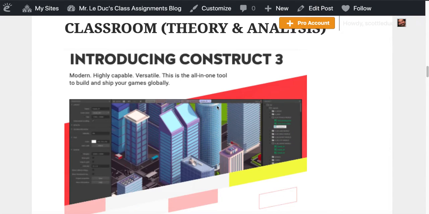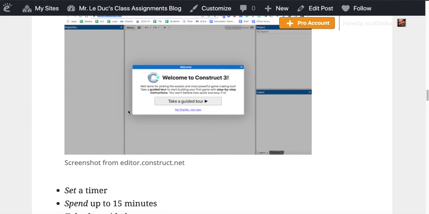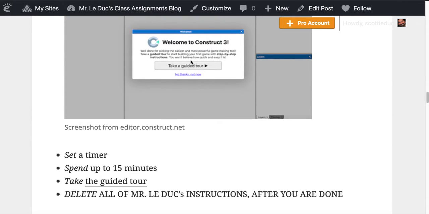Okay, in the classroom, I want you to explore Construct 3 because it's a very powerful system. What I want you to do is take a look at this, and then go over here and read this page. Spend no more than 15 minutes here. This won't take you very long. Then go into this room, set a timer for 15 minutes, and do the guided tour. Now, rumor has it, it only takes 5 minutes, so that won't take you very much.